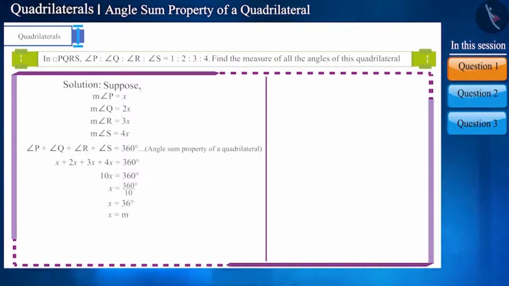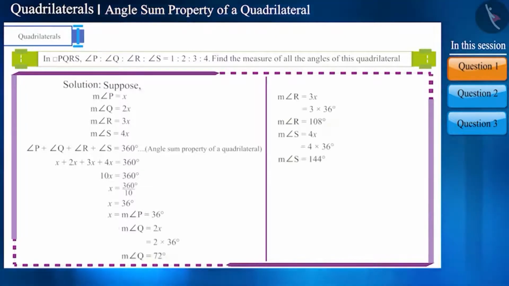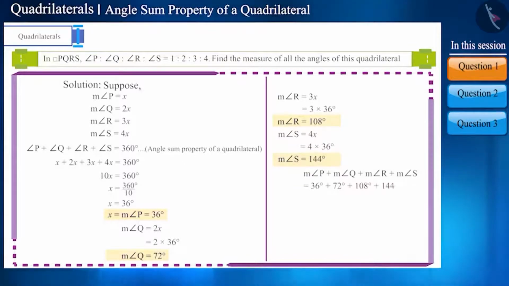We have got the measure of x, that is, the measure of angle P. With the help of this, we can find the measure of the remaining angles. The measurement of the remaining angles will be as follows. The measurement of angle P, angle Q, angle R and angle S will be 36, 72, 108 and 144 degrees respectively. You can add all these angles and see that their sum will be 360 degrees.